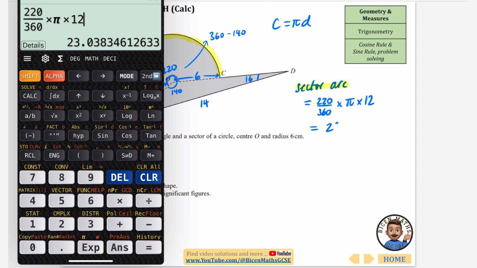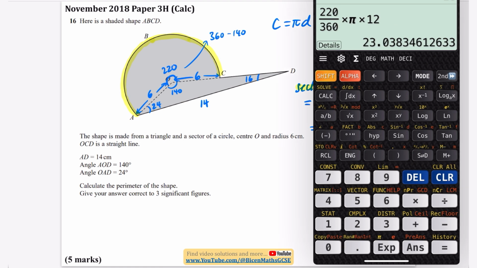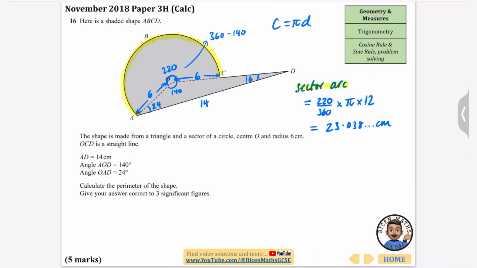And so that we get this is 23.038 blah, blah, blah centimeters. Okay, and we're going to come back to that one later on. Now we're going to try and figure out how long this part is.